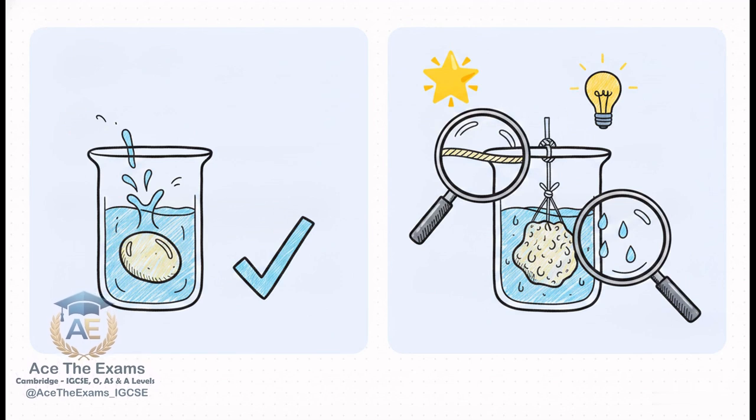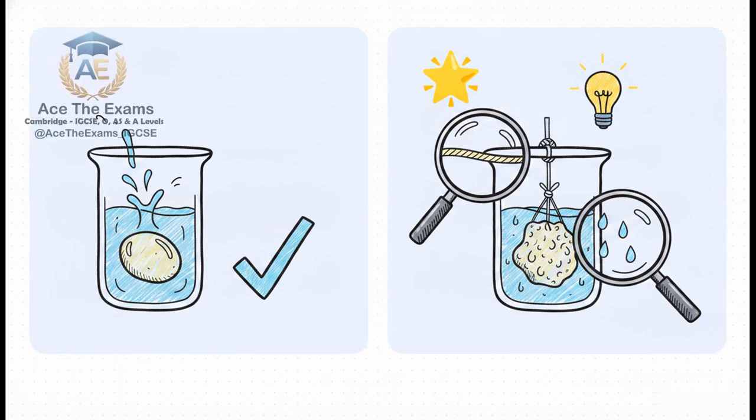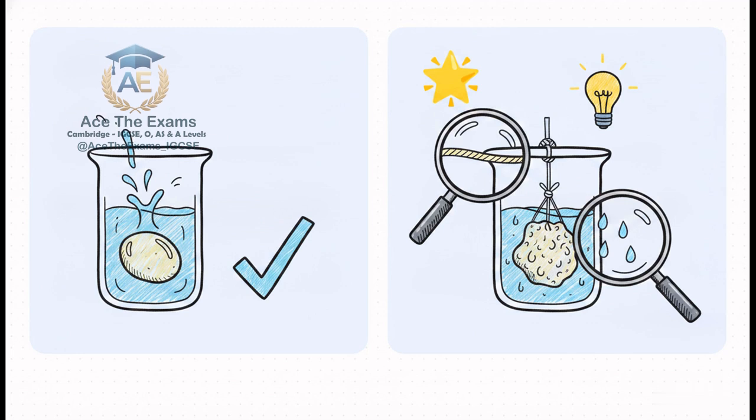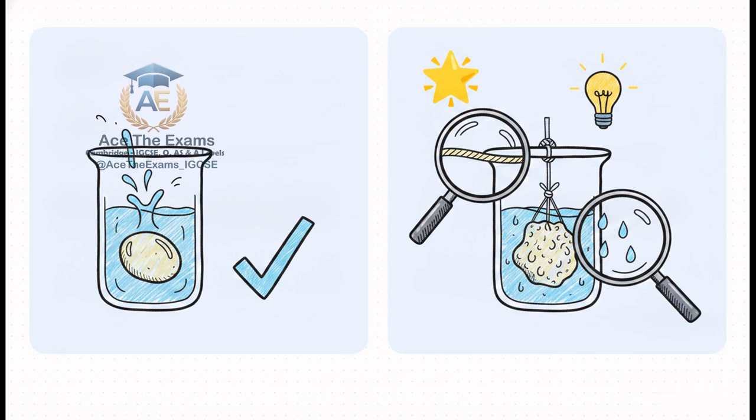Average candidates provide superficial breadth. When they calculate the density of an irregularly shaped solid using the displacement method, they do the math, write down the final number, and just move on. But a top-scoring candidate, someone who sees the matrix, demonstrates evaluative thinking. They question the very assumptions made in the experiment.